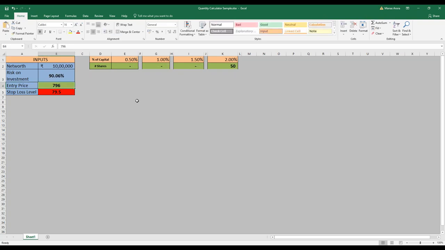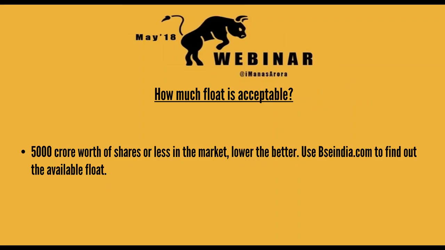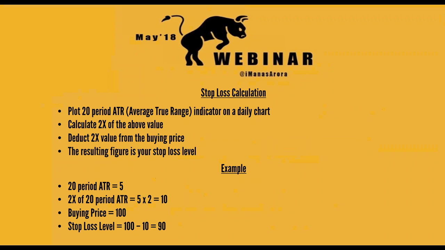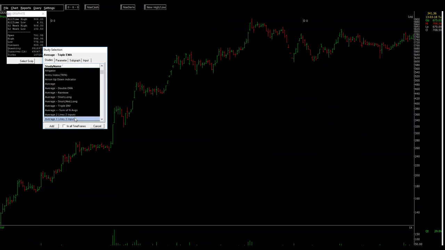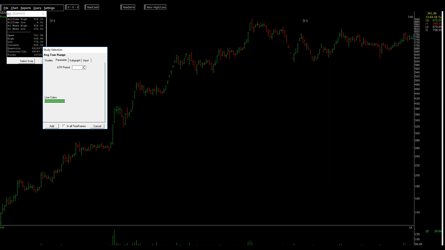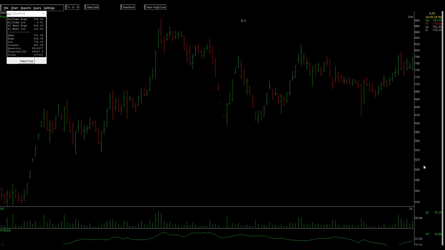The entry, this is where you will enter at this price. Now I will show you how I calculate the stop. Let me pull up a slide for you. Okay, stop loss calculation. You need to plot an indicator called ATR, which is average true range. It's available in all the software and websites, but because I only use Spider, I will show you how it works here. You need to plot a 20 period ATR on the daily chart. Change the period to 20 and click add. This is your ATR value.